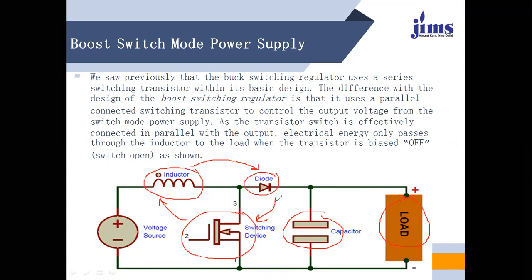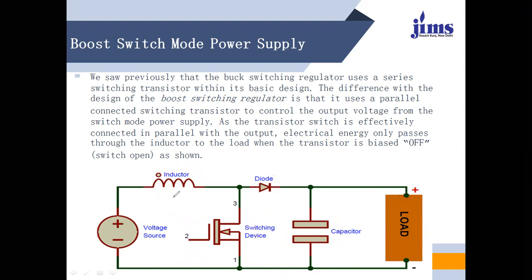boost scheme, the diagram has some changes and the operation is entirely different. If the switch is on, the supply moves through the inductor and the switch. The path of the operation will be this one. At this moment the inductor is charging through the switching device. But once the switch is turned off, the inductor voltage and the supply are added, and the current flows through the diode towards the load.